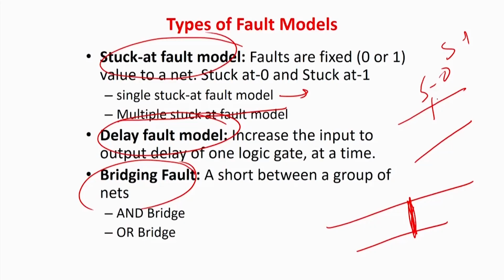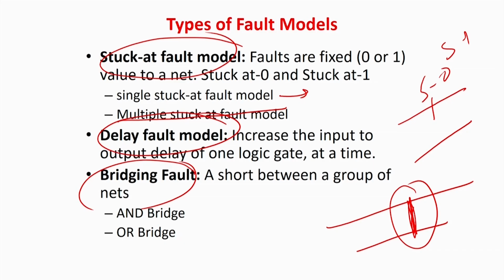Like in this case, if there are 10 lines, first I will see whether the first line is stuck at 0 or not, then I will go for the second line and third line. I will not consider pairs and triplets in this case because the numbers will be very high. Similarly, for the bridging fault, generally we take 2 lines at a time, and in some modern cases they take 3 lines at a time which are in close proximity, and then you take all pairs and you see whether there is a bridging fault or not.